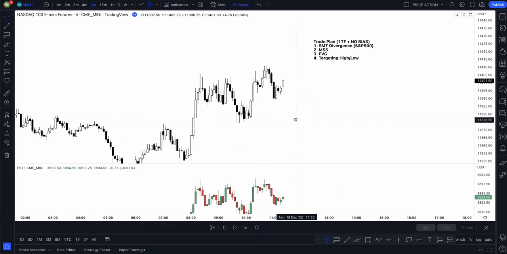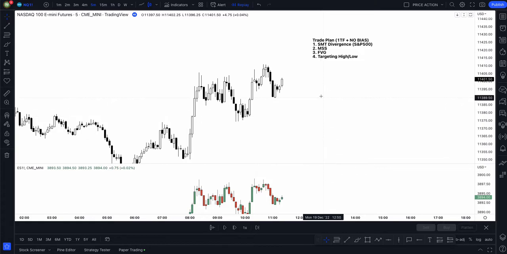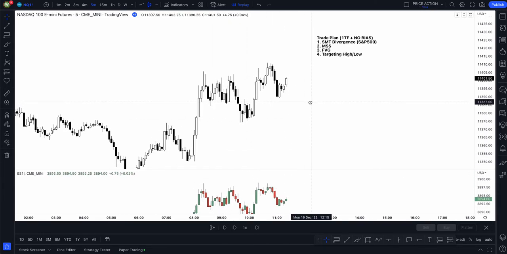Okay guys, let's jump straight into it. As you can see, I've brought up the chart of Nasdaq E-mini futures, and below it I have brought the chart of the S&P 500. In this trading strategy, number one, it only requires one time frame, and the time frame that I've chosen for this strategy that has a very nice high win rate and is very clean is the 5-minute time frame.